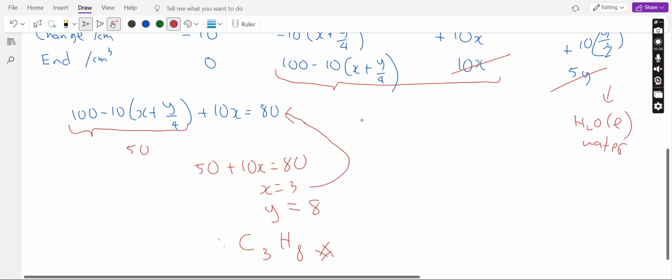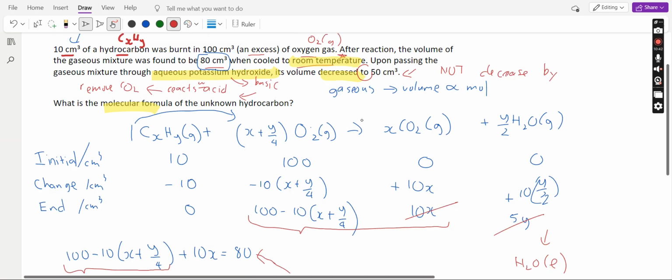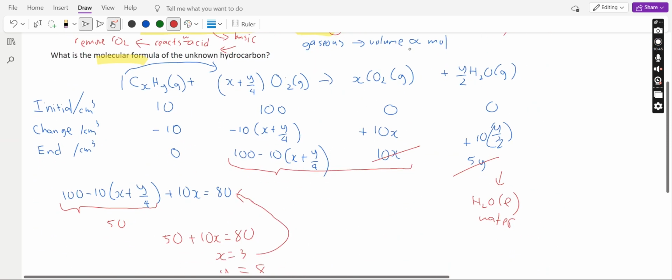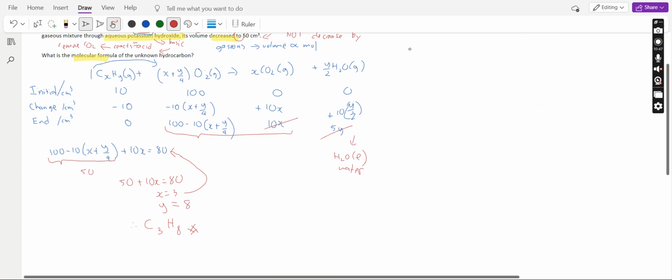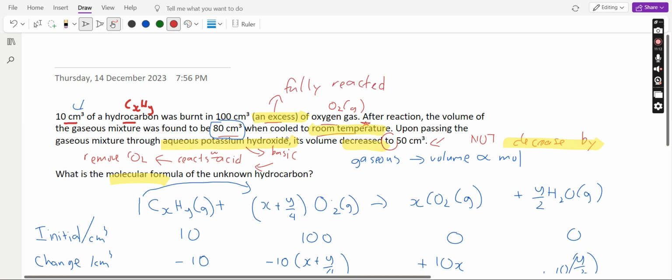And this should be your final answer, the molecular formula for the hydrocarbon. In fact, this is a very typical classic example of how typical combustion involving gases will look like. The only few variations that they can possibly have are, instead of decrease to, they use decrease by. And sometimes there may not be an excess, so it can be fully reacted. Usually these are the only two variations you see.